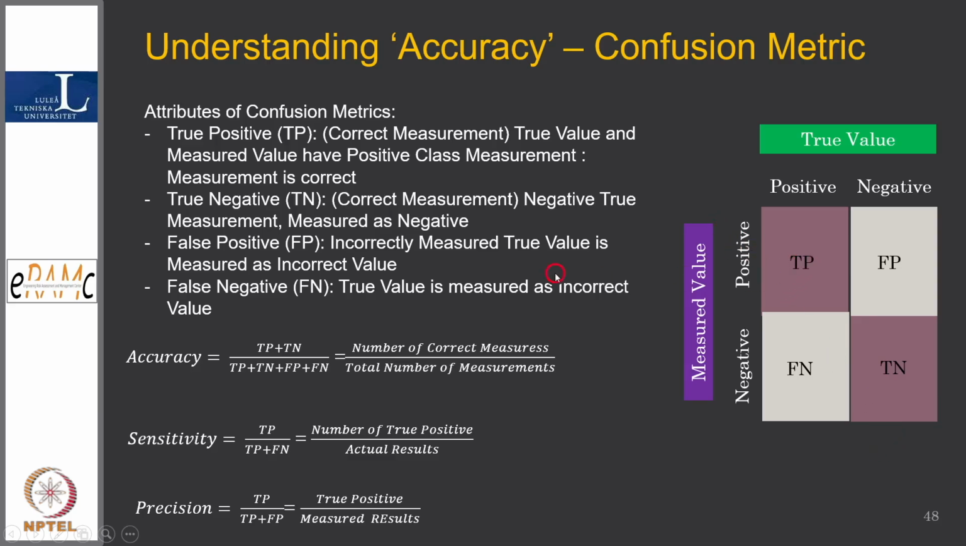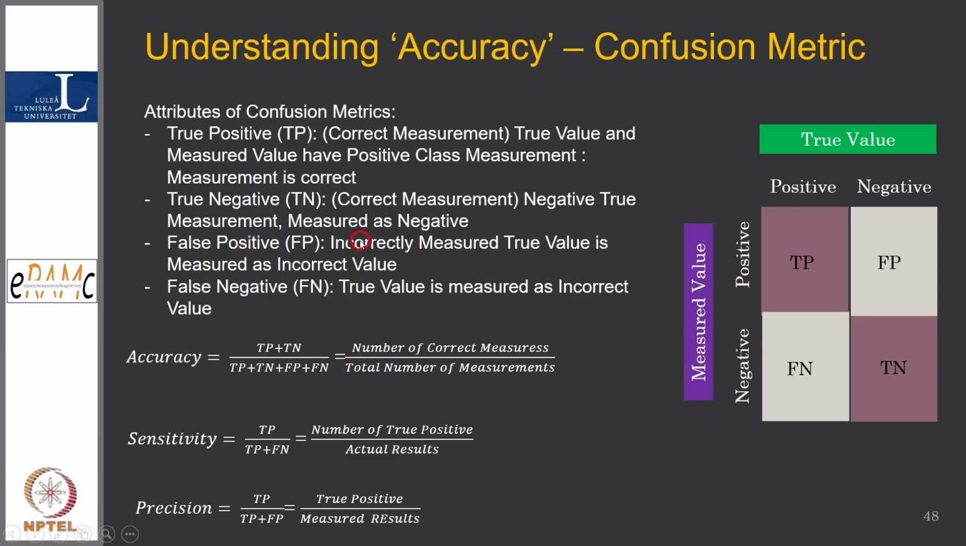So these are the correct. So I am writing true positive, correct measurement. True value and measured value have positive class measurement. Okay. Second, true negative. That means correct. This is also correct measurement. Negative true. This value was also not correct, and the measured value was also not correct. So that is also telling me the fact. Let us say, so they are true negative. These two we have had definition.